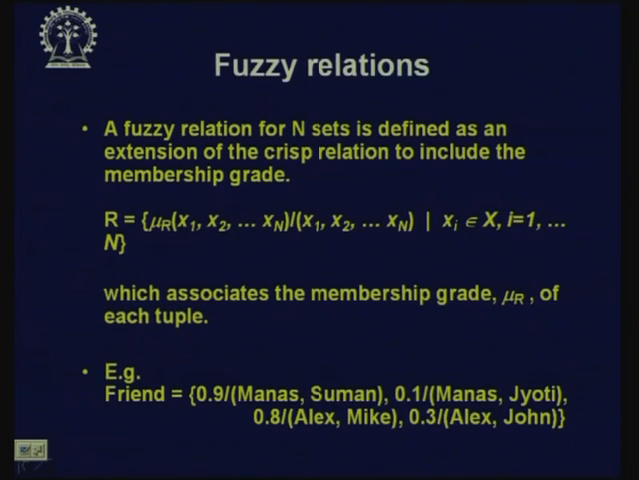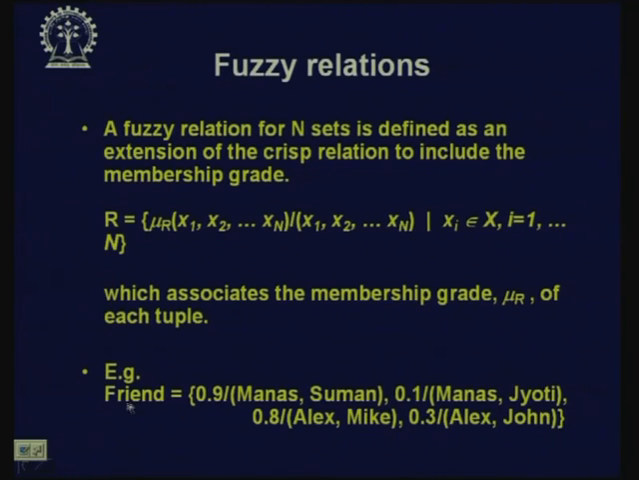So, we define the fuzzy relation R as a grade of membership of x, all these elements x1, x2, whatever: x1's membership in this relation, x2's membership in this relation, in that way. So, this relation is actually associating a grade of membership mu R with each tuple.